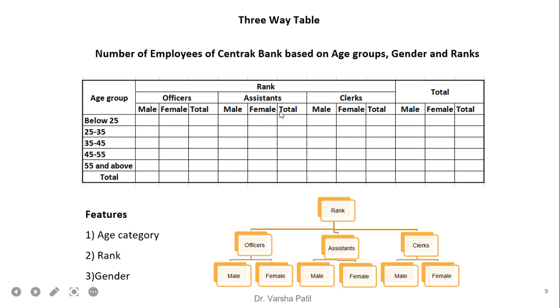Now the total depends on how you want to present the table. Here under the officer category the total is shown, under the assistant the total is shown, and under the clerk the total is shown, so that we get the whole idea of those particular numbers.